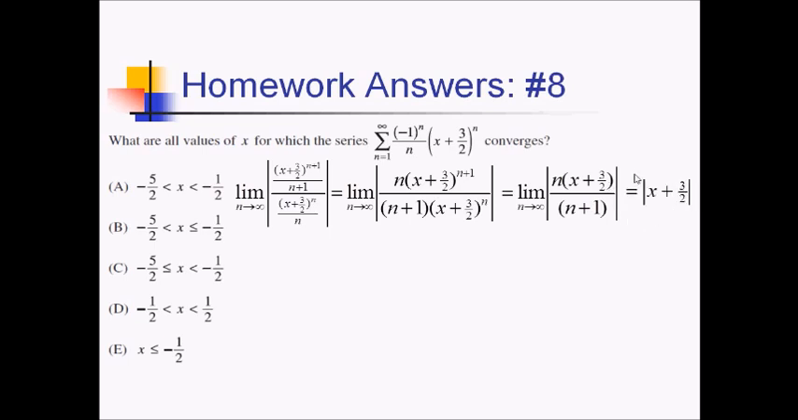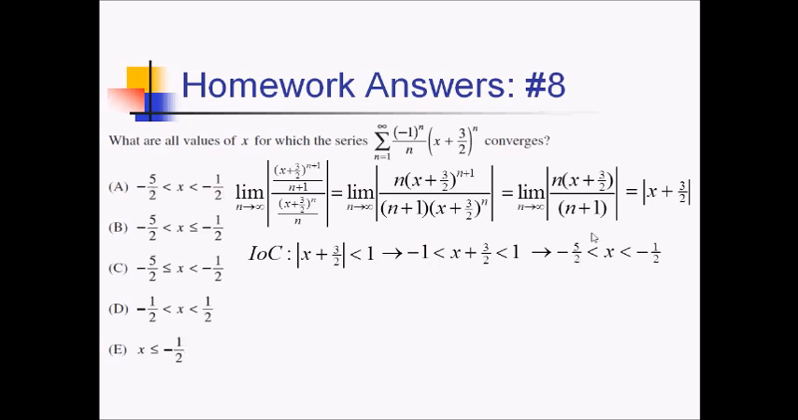Now by the ratio test, we have to let this be less than 1. And let's just rewrite this as negative 1 less than (x plus 3)/2 less than 1 to get rid of that absolute value. Now we just subtract 3 halves from everywhere. That gives us negative 5 halves less than x less than negative 1 half. So this is our rough draft of the interval of convergence, and it narrows it down to choices A, B, or C. D and E are out of the running.